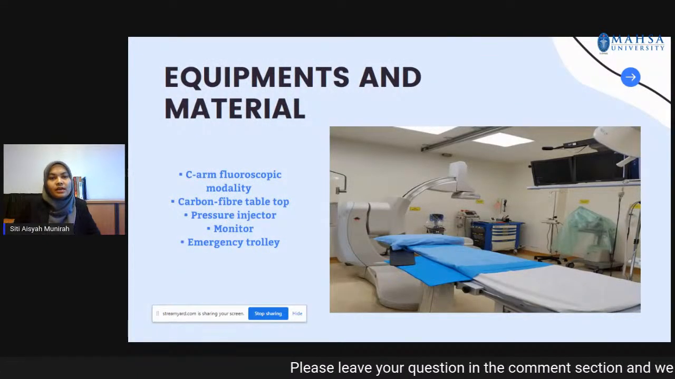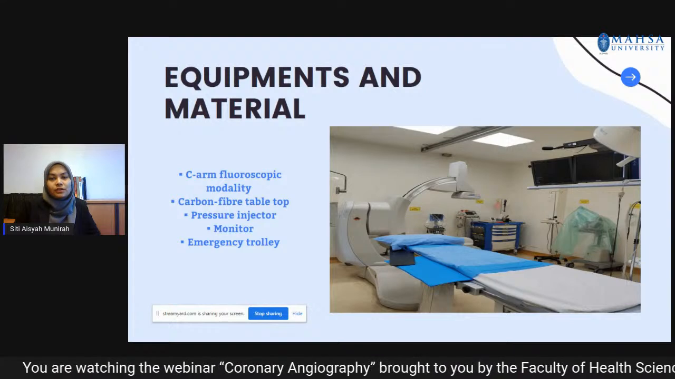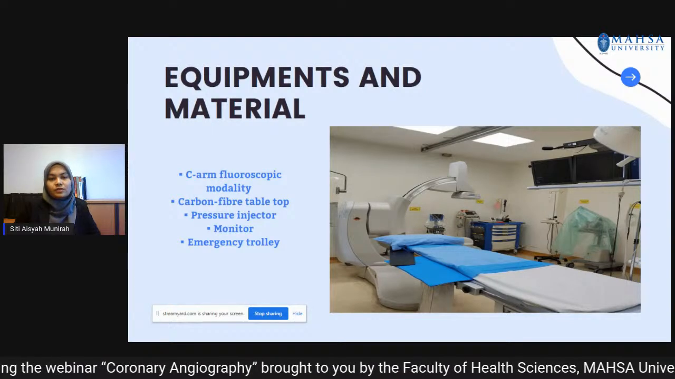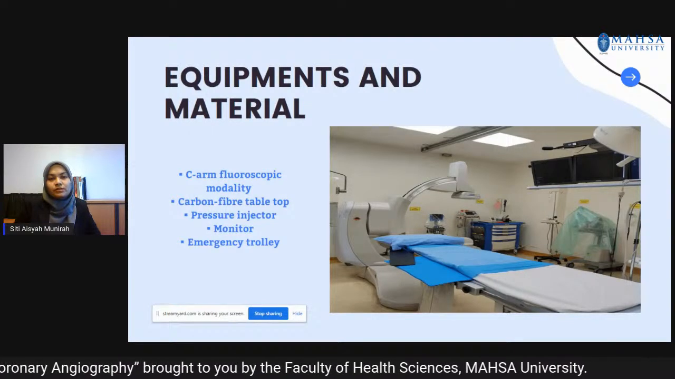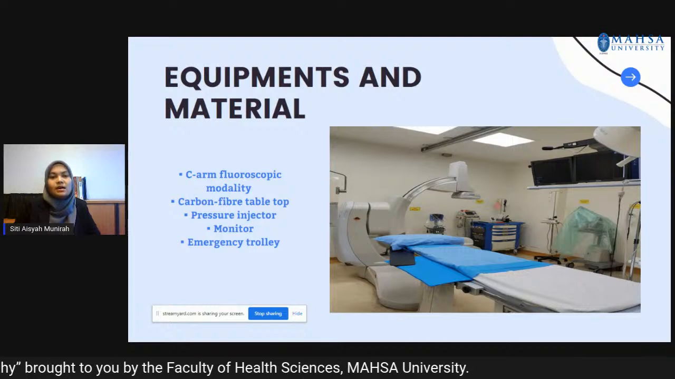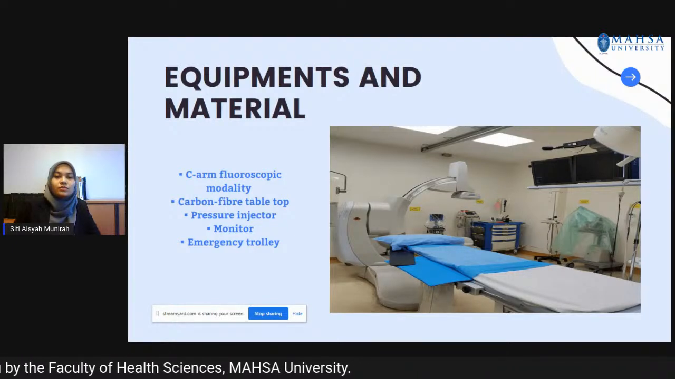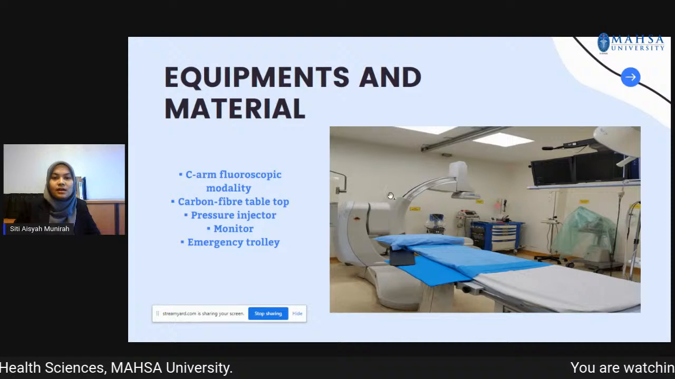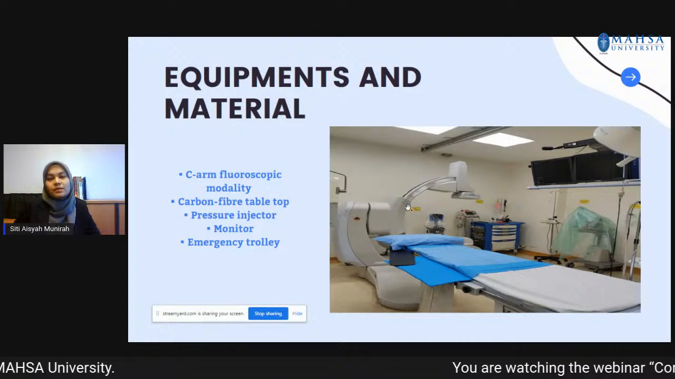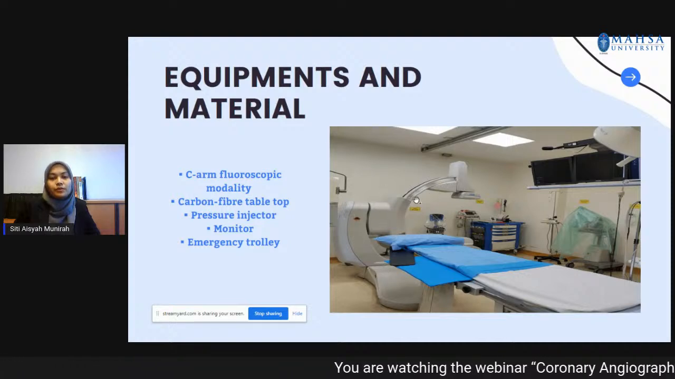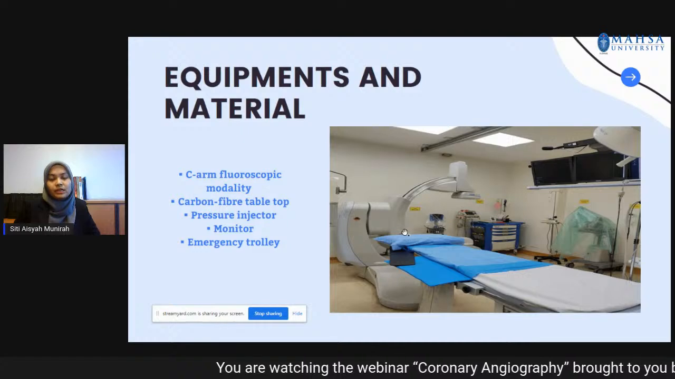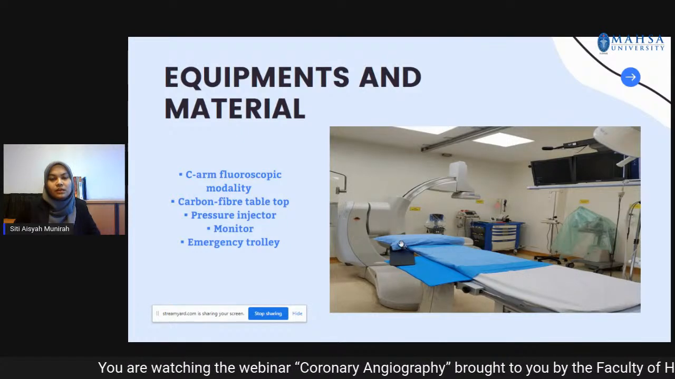So, equipment and materials. This is the image of the angiographic tube or the cath lab. Basically, coronary angiography involves the C-arm fluoroscopic modality. Here is the image of the C-arm modality. This C-arm can be moved in various projections and movements. It takes the image of the heart.